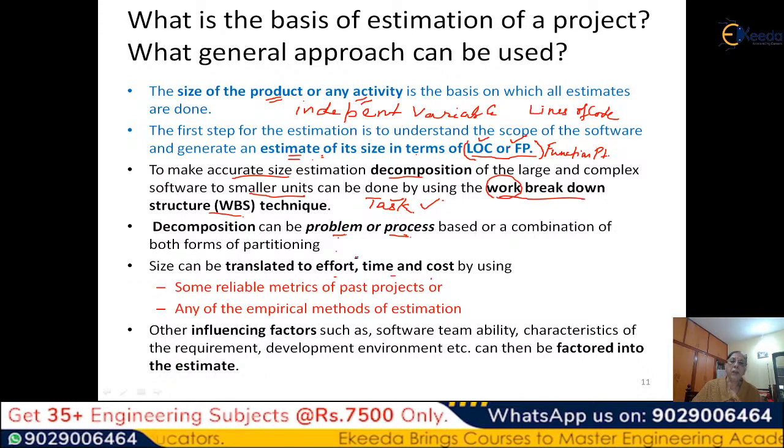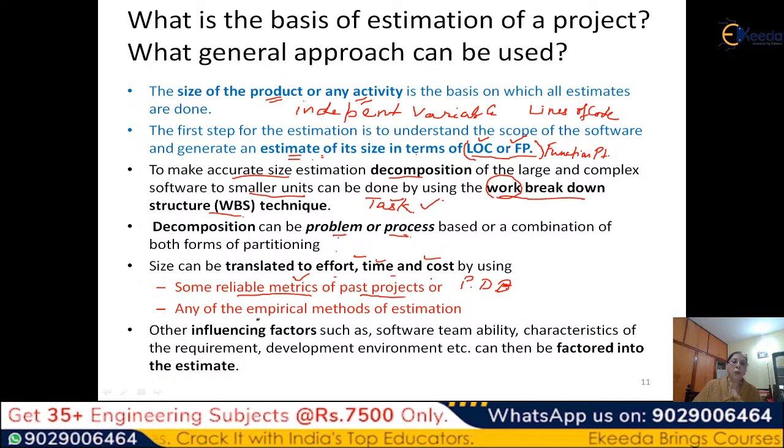How will we do it? We need some formulas, or we need some other things. So there are different ways. One, we have to get some reliable metrics of past projects, which are normally kept in the project database of the organization doing the projects. So we have to look into a similar project, get some metrics, compare, and based on that we estimate.